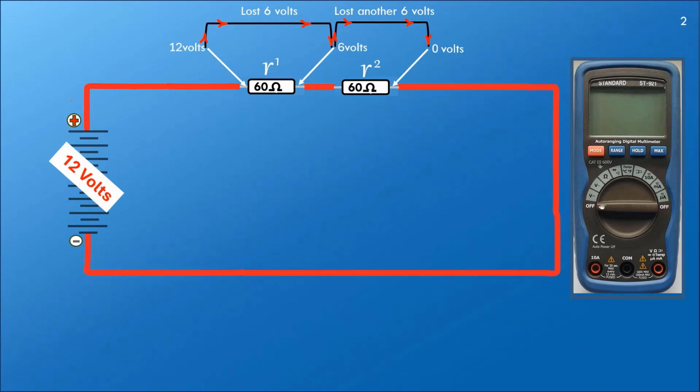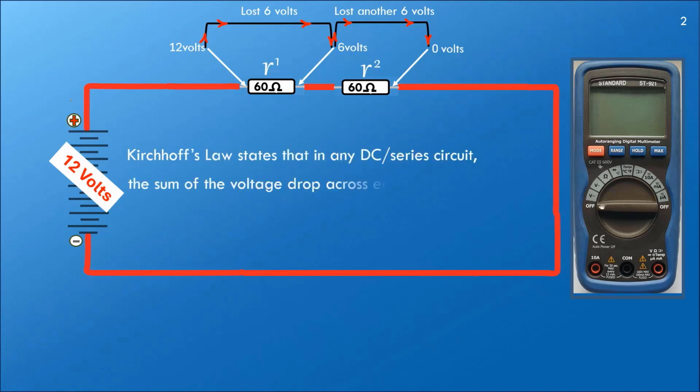Time to mention the law relating to voltage drop, and that law is called Kirchhoff's law. Kirchhoff's law states that in any DC series circuit, the sum of the voltage drop across each component in the circuit is equal to the supply voltage.